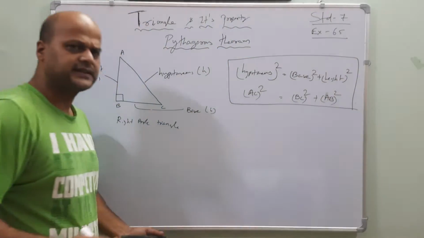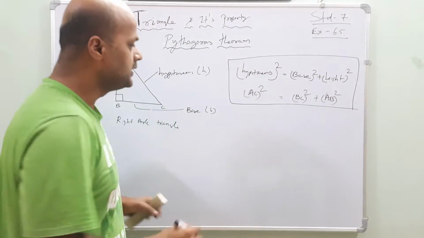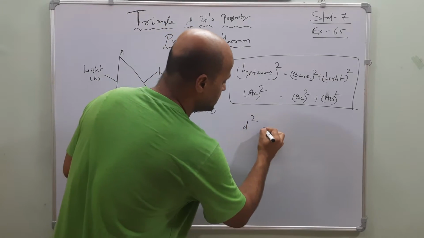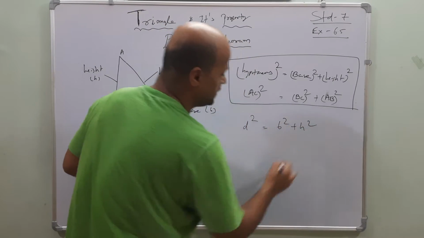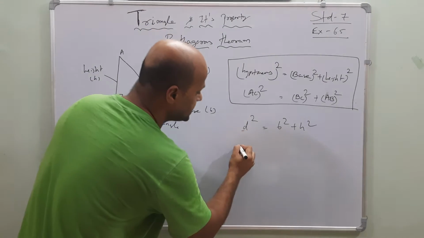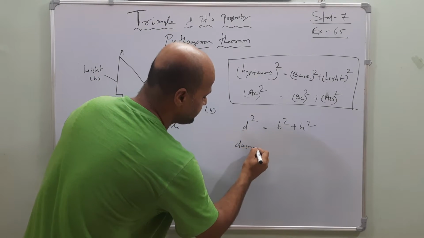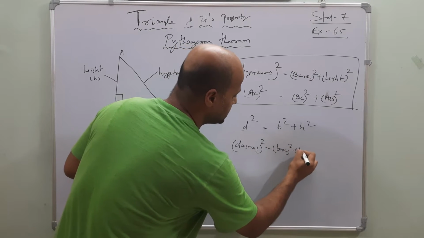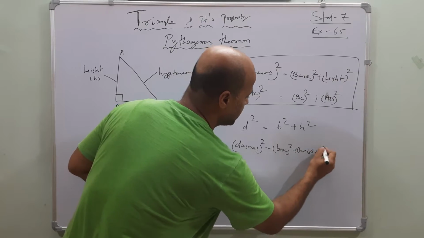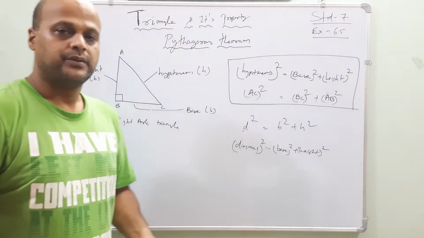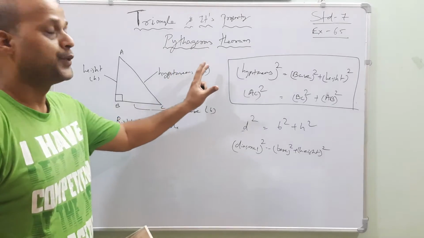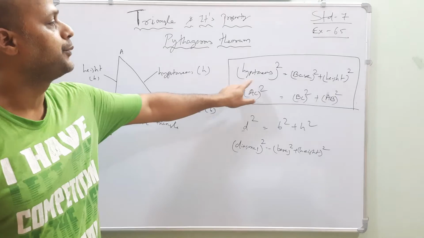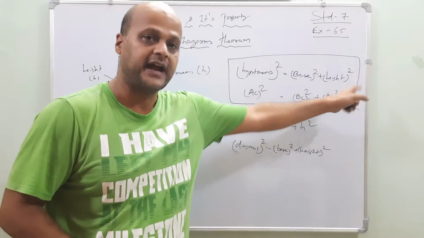Okay, in some classes, in some books it is written that D square is equal to B square plus H square. Means in some cases it is read as diagonal square is equal to base square plus height square, my dear friends. This is the theorem of whom? Pythagoras. So this is the Pythagoras theorem: hypotenuse square is equal to base square plus height square.